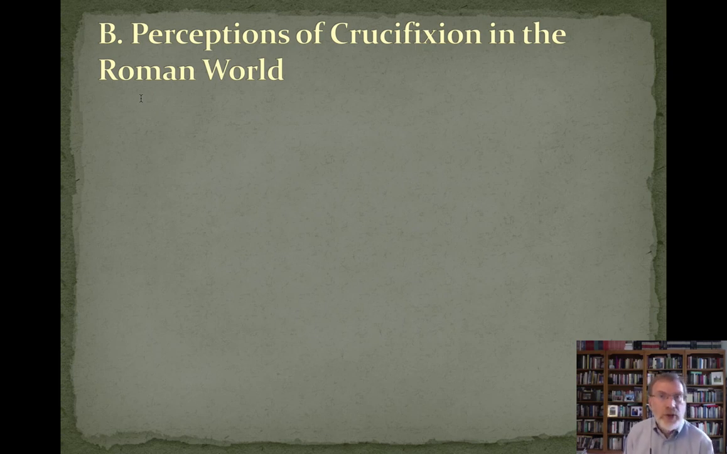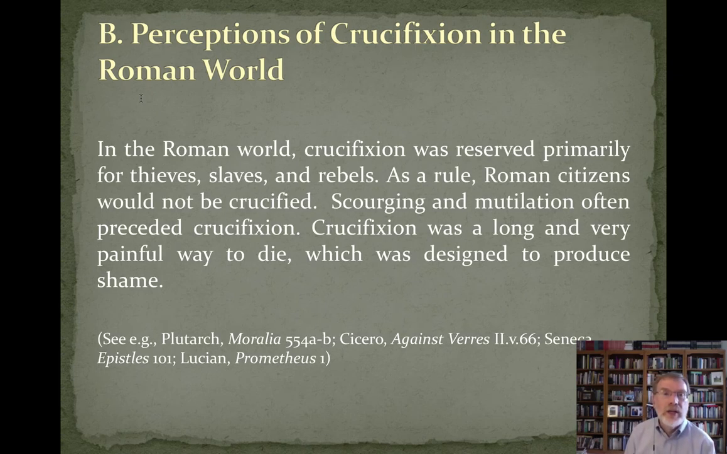And we'll start with the Roman world and then move to the Jewish world. So in terms of the Roman world, crucifixion was reserved primarily for thieves, slaves, and rebels. So again, if I say this Lord and Savior of the universe was crucified, you might immediately think, well, that means he was associated with thieves, slaves, and rebels, which actually, in his death, he was.